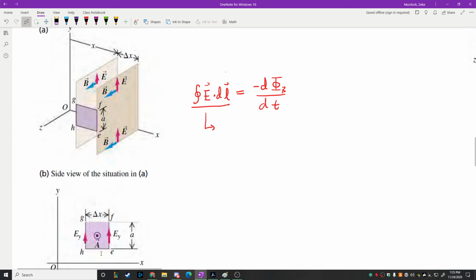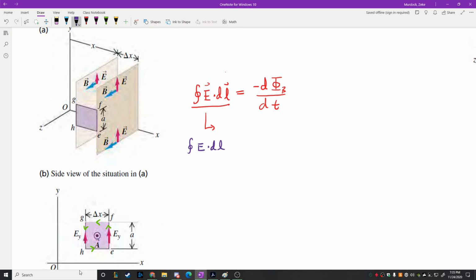We're going to do a path integral, and we're going to go around our path in this direction: this way, and then this way, and then this way, and then this way. We're going to do a closed integral of E dot dl around this loop right here. Oh, and the size of the loop has a height a. So we're doing a loop around this rectangle right here.